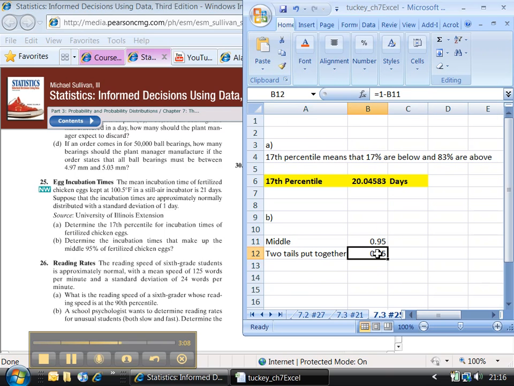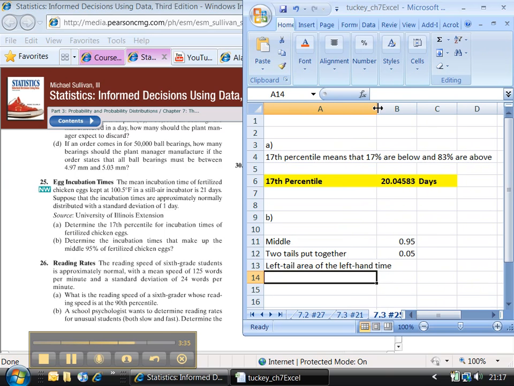This seems okay. Now, envision what's going on here. You have a normal curve. You have two numbers that are equally spaced from the center that are marking off the middle 95%. They're equally spaced because it's symmetric. Okay, so you have one on the left-hand side and one on the right-hand side, and you're going to have to find both of them. All right, so what's to the left? What's the left tail area of the left-hand time, the one on the left? What's to the left of that one? That's the first question we've got.